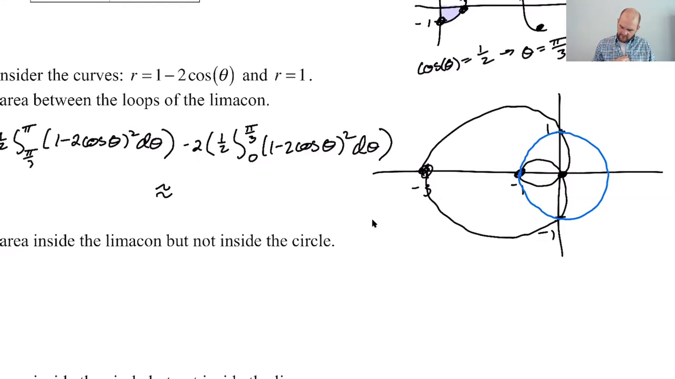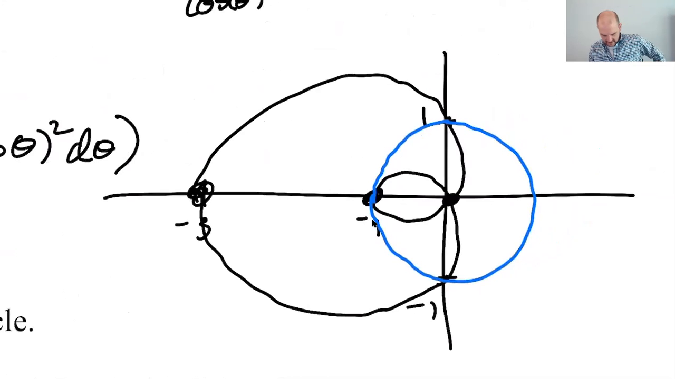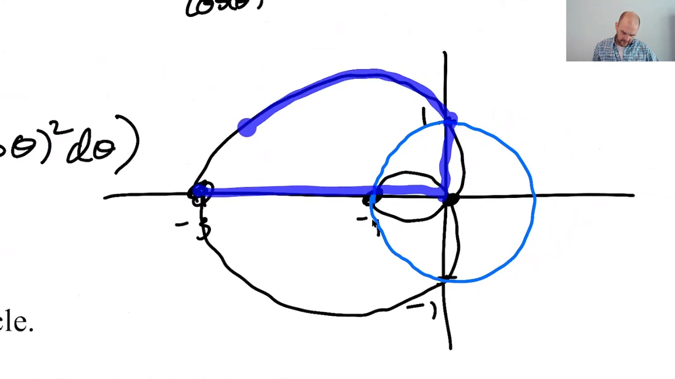Is there like a fast way to do that? So like, what do I want? Inside the limacon, but not inside the circle. I think what I'm going to do, so inside the limacon, not inside the circle. I'm looking at this, right? So this, if I integrate the limacon from pi over 2 to pi, it gives me all of this. So pi over 2 to pi gives me all of this.